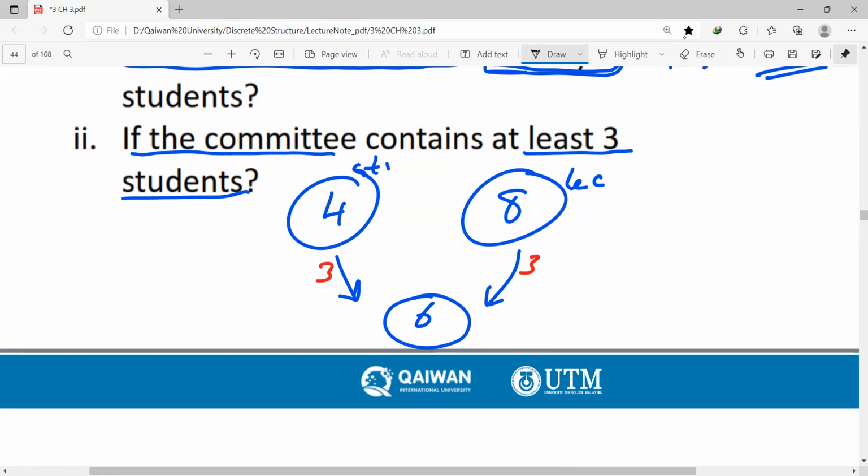So if the number of students is 4, how many lecturers should we choose? 2. Okay. Now we are going to find 3 out of 4 multiplying by 3 out of 8. Then 4 out of 4 multiplying by 2 out of 8.